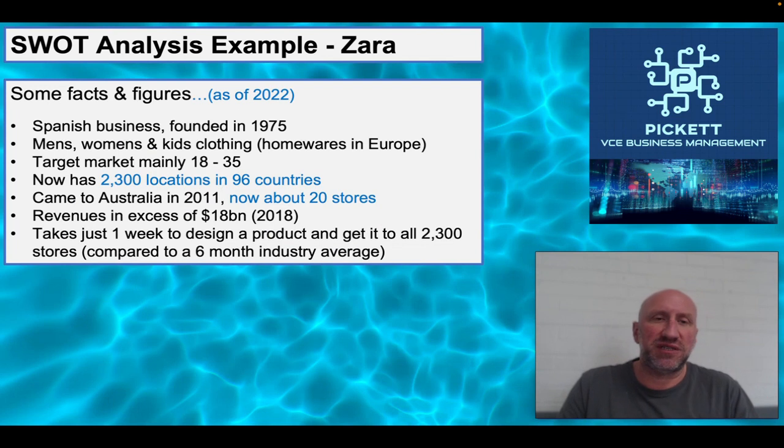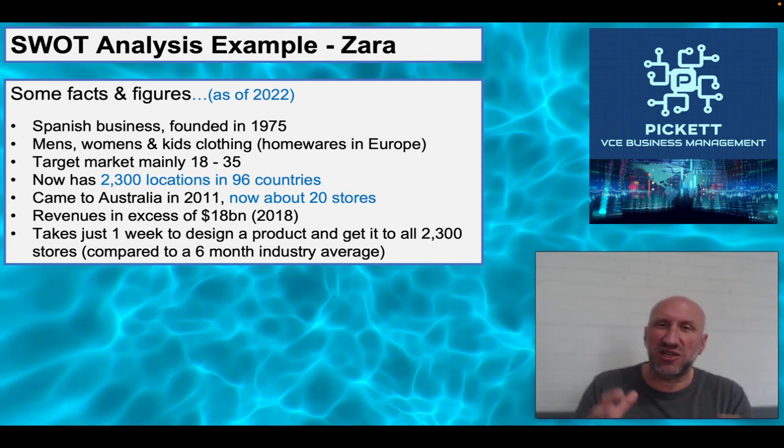Zara is a business that moved to Australia a couple of years ago, but it's been around in other nations for many, many years. It's a Spanish business founded in 1975. Basically, it's men's, women's and kids clothing, but they also sell some homewares in Europe as well. The target market is mainly the 18 to 35 age group.